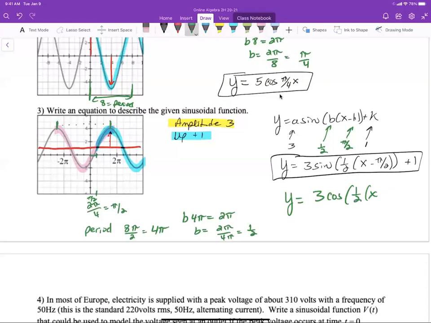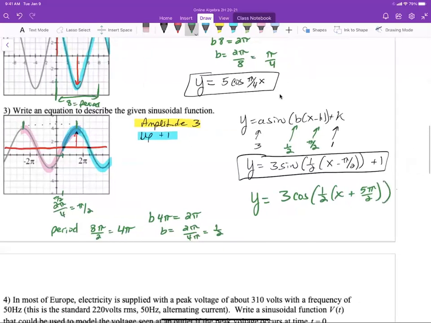The only thing that's different is that we shifted the graph to the left, and we shifted it 1, 2, 3, 4, 5. We shifted it to the left 5 pi over 2. So we would have positive 5 pi over 2, and we have plus 1. So we could have also written it as a cosine graph. Either one.